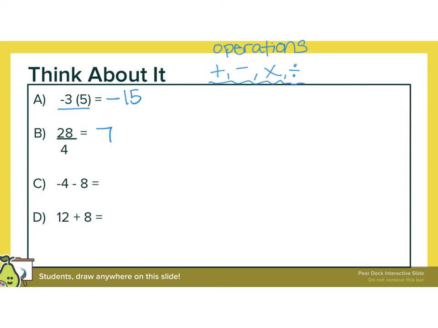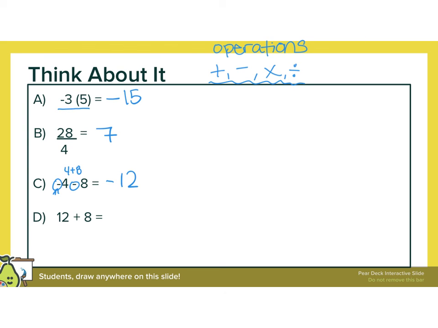will get 7. Letter C, the way we say this is -4 minus 8. So you're going to say -4 minus 8. If you look, these have the same sign. So we're going to add 4 plus 8, which is 12, and we're going to keep that sign, which is negative, so -12.